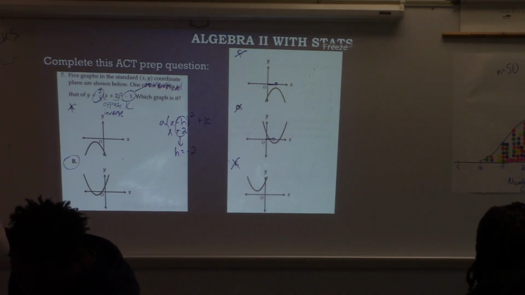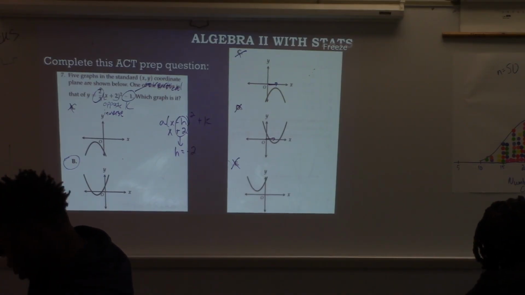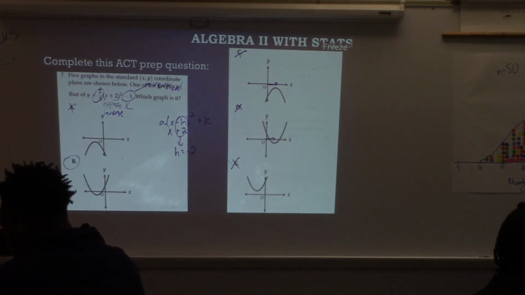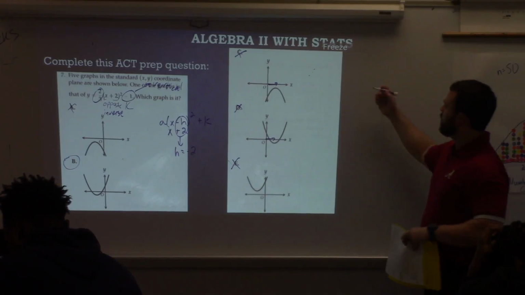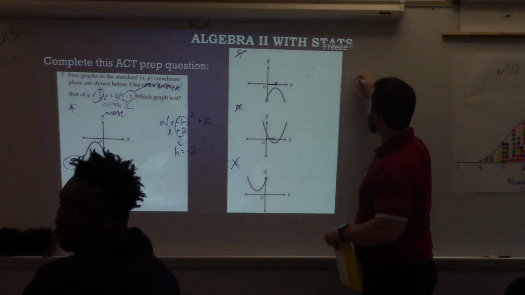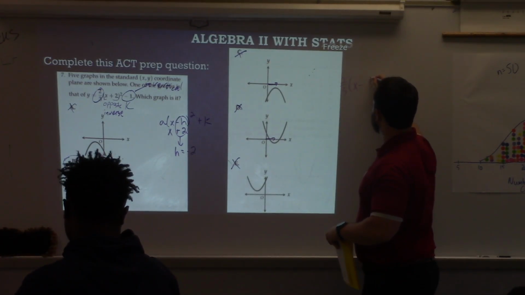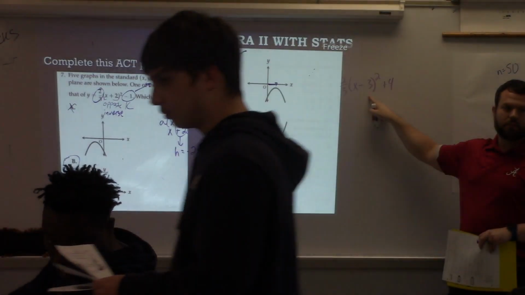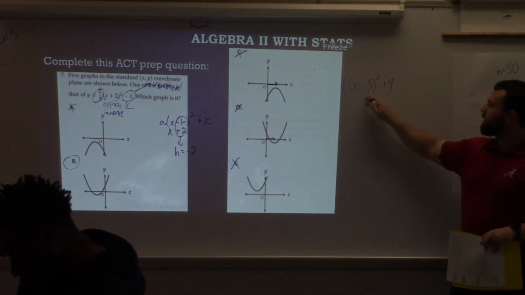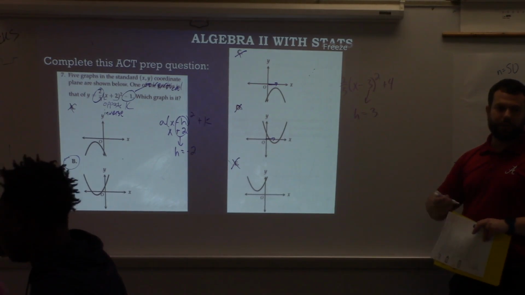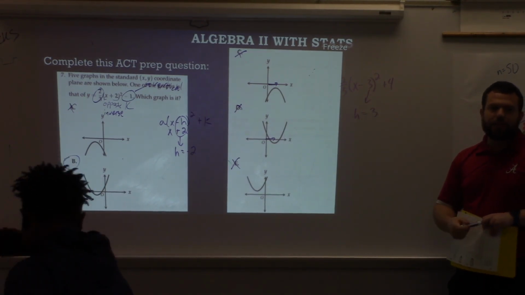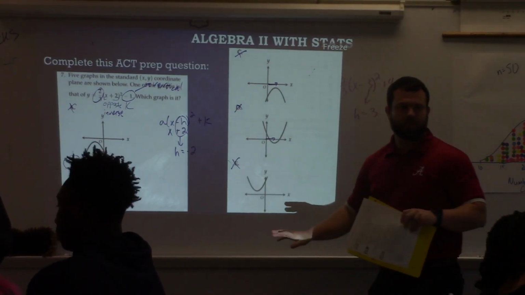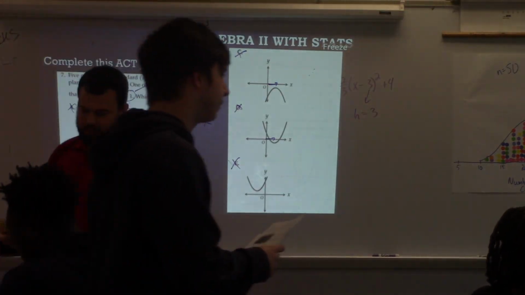Well, it's always x minus h, so you need the opposite. But h is not always going to be negative. Notice if it was already x minus 3, right here, in this case, h would equal 3. So h is not always negative, but it is always the opposite of what's right there. Does that answer your question? Okay. Carter?